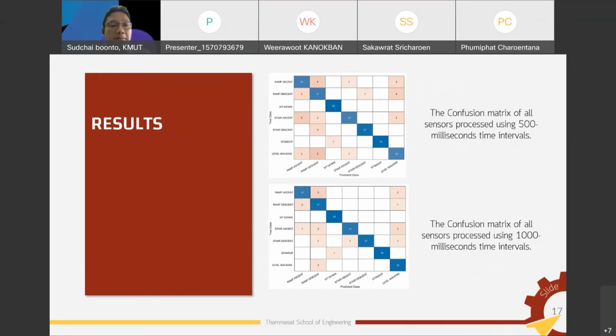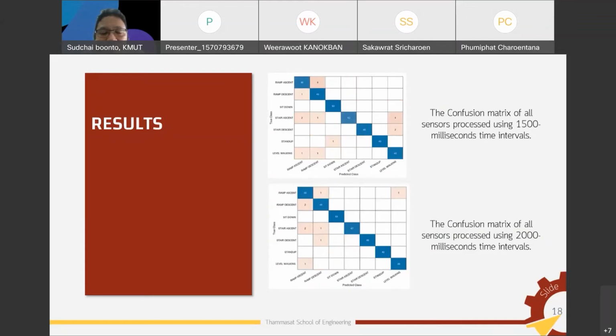This figure shows the correlation matrix of the classification with varying intervals of time. The experiment found that the proposed method was able to recognize sitting down and standing up postures well for all study time intervals, while the postures of walking on land and stairs still have some classification error.